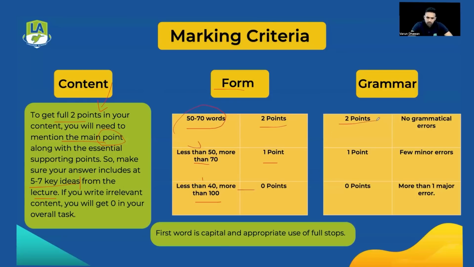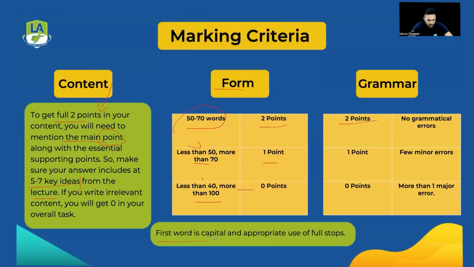For grammar, you get 2 points if there are no grammar errors. If there's one grammar error, you get 1 point. And if there's more than one grammar mistake, you get 0. To avoid grammar mistakes, do not frame complicated or complex sentences. Use simple sentences, as I'll be showing you in the template.